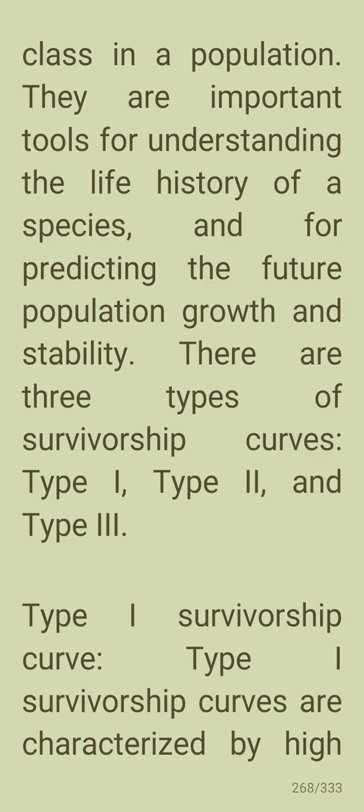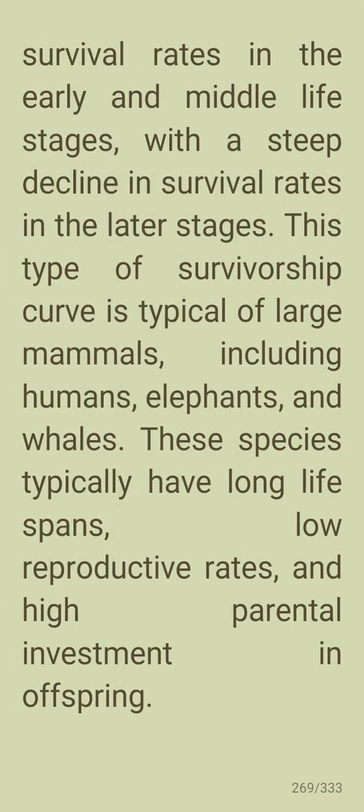So type 1 survivorship curves are characterized by high survival rates in the early and middle life stages with a steep decline in survival rates in the later stages, for example humans, elephants, and whales.